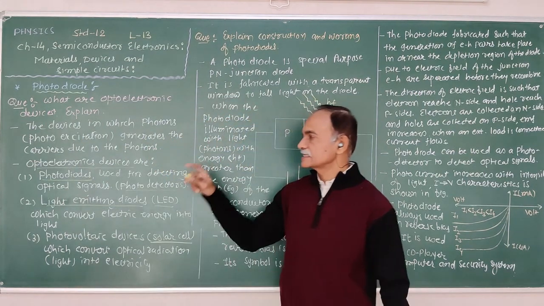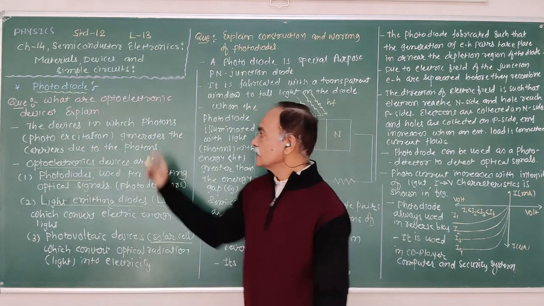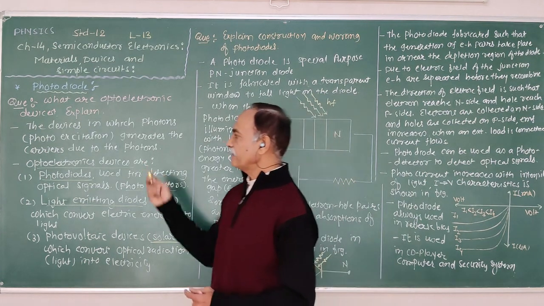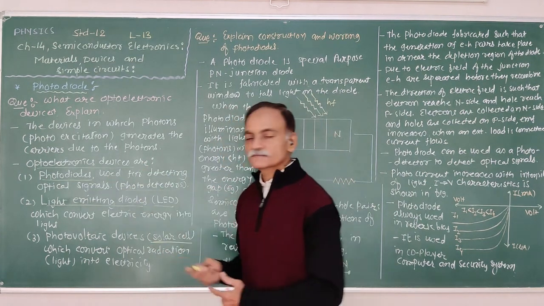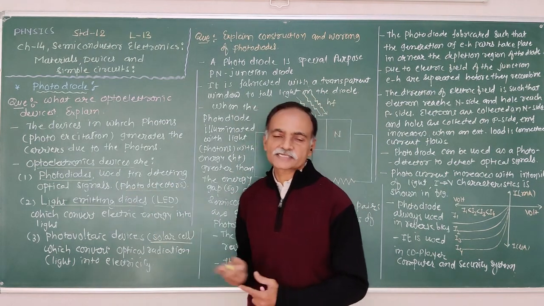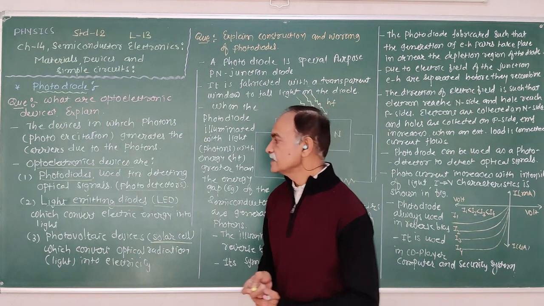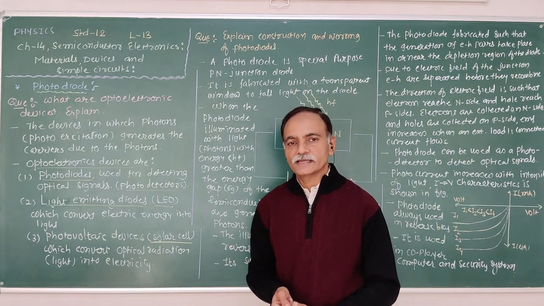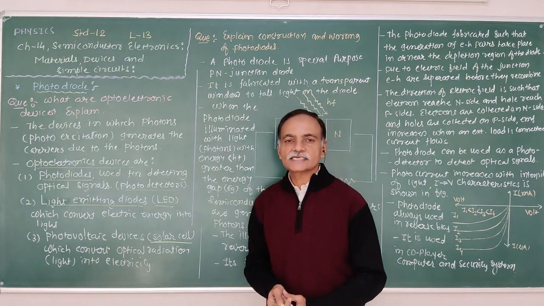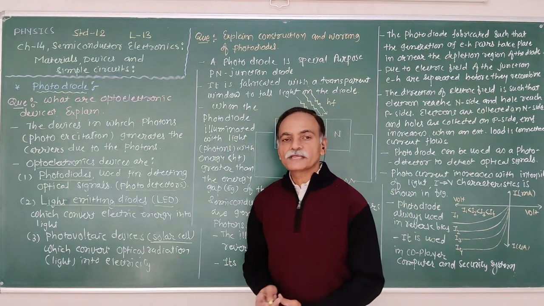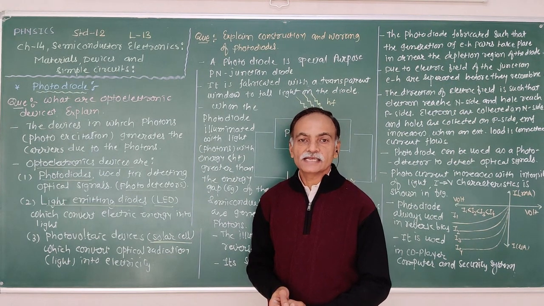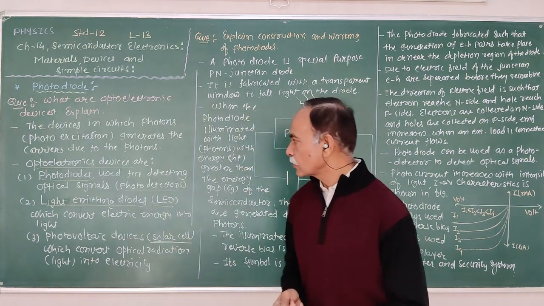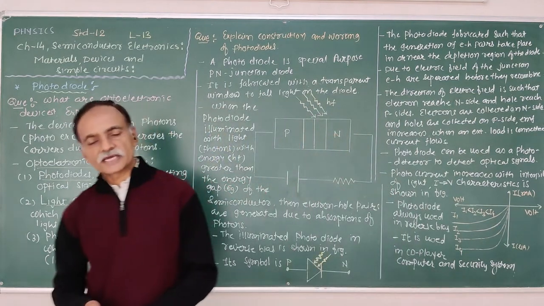Again, what are optoelectronic devices? The devices in which the photon generates the effect, due to photons. Optoelectronic devices are, first, photodiodes used for detecting the optical signal, also known as the photodetector. Second is the light emitting diode, LED, which converts electrical energy into light energy. And third is photovoltaic devices, that means the solar cell, which converts optical radiation, that means light, into electricity, the electrical energy. Clear? So optoelectronic devices are three: photodetector, light emitting diode, and solar cell.